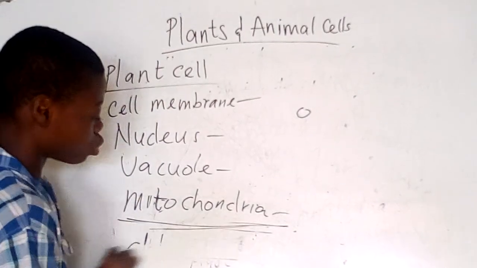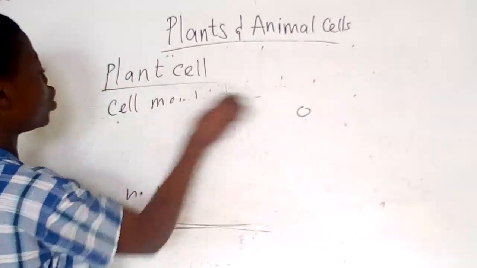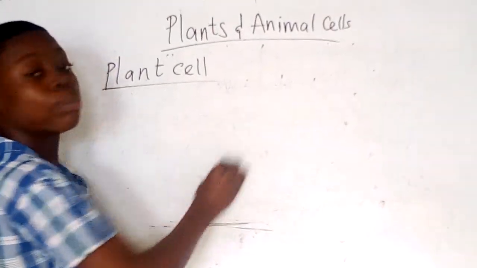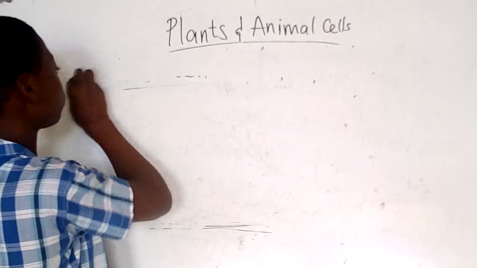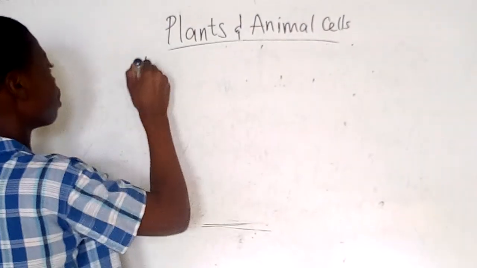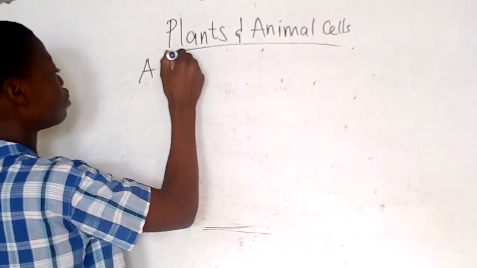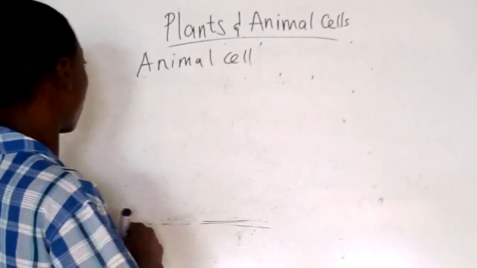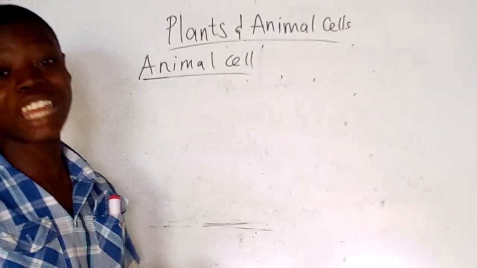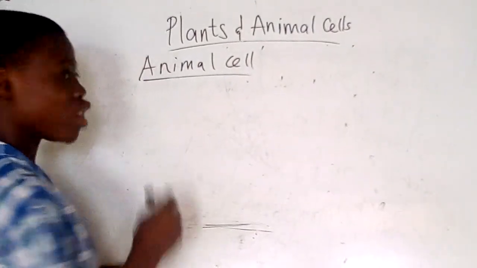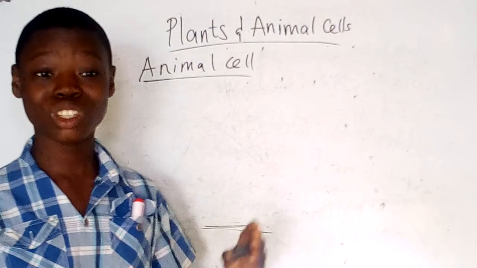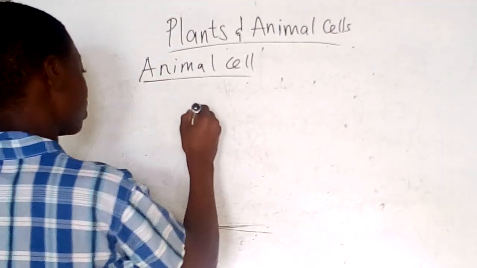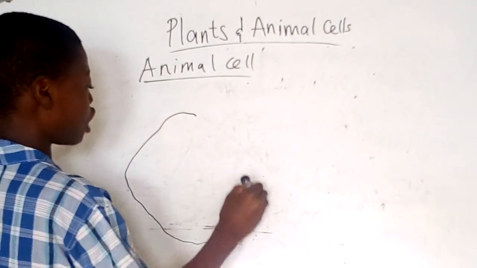Okay, we'll be moving on to differences between the plants. No, let's go to the animal cell. So we are going to draw the structure of the animal cell. Make sure you label it when you are asked. Got it? Okay, let's move on. So I'm drawing the animal cell now.